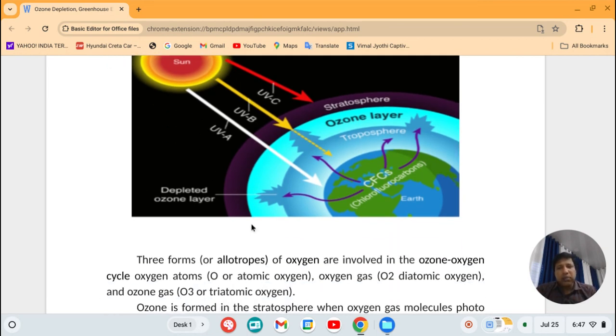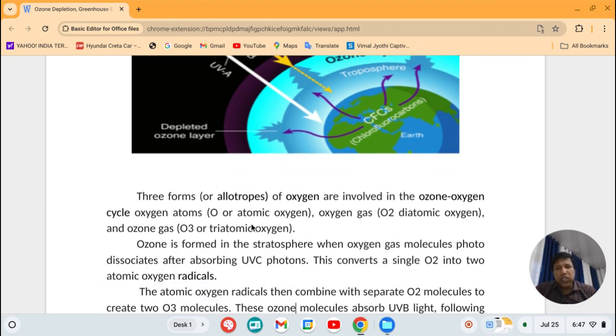Now ozone is another form of oxygen. Three forms of oxygen are there, called allotropes of oxygen. All the three forms are involved in ozone depletion. Okay, now let us see how it is happening. Ozone is another form of oxygen, that is O3. So we have the oxygen atom O, then the oxygen molecule O2, and ozone O3. These are atomic oxygen, diatomic oxygen, and triatomic oxygen.